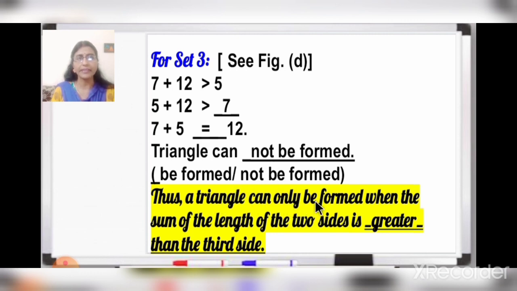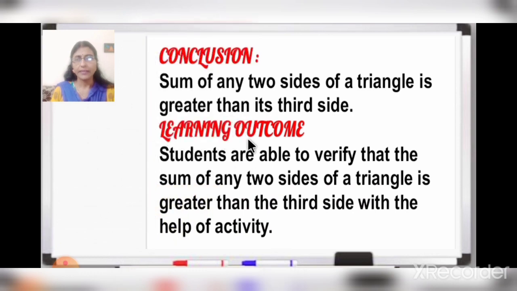Thus a triangle can only be formed when the sum of the lengths of two sides is greater than the third side. And then we will write the conclusion: the sum of any two sides of a triangle is greater than its third side. And then you will write the learning outcome: students are able to verify that the sum of any two sides of a triangle is greater than the third side with the help of the activity. So this way we are going to complete the activity.